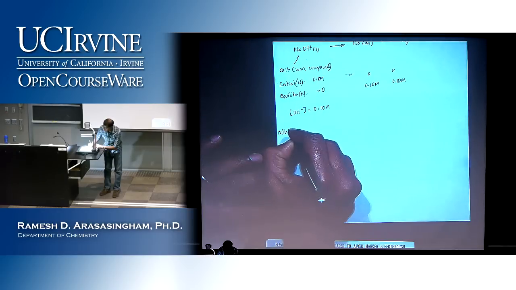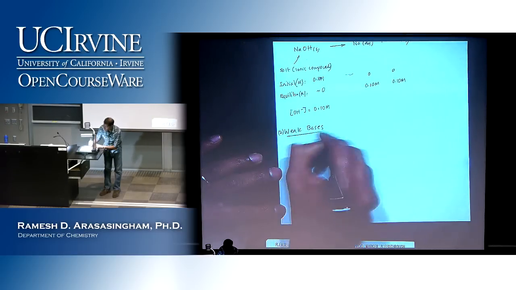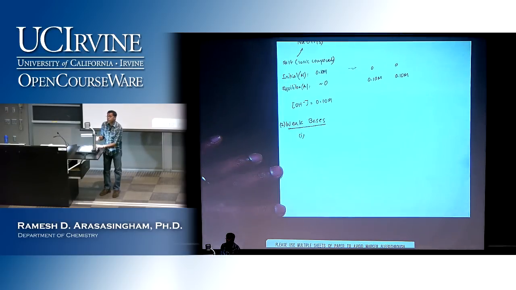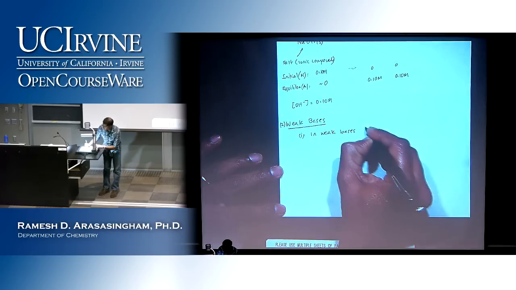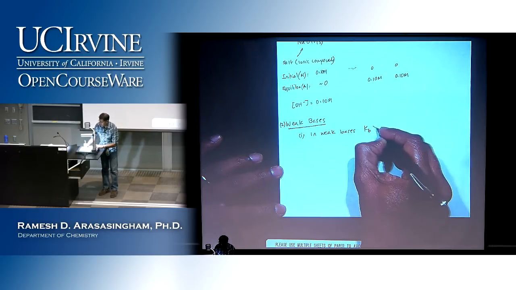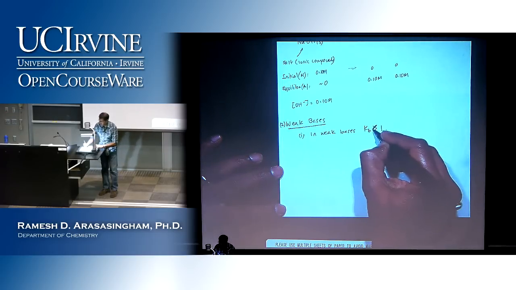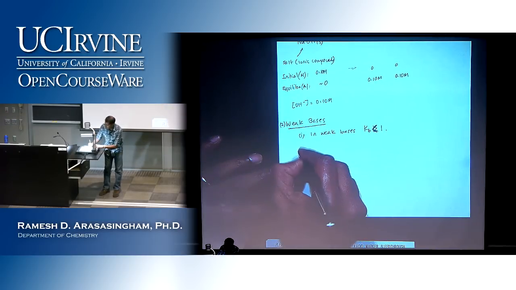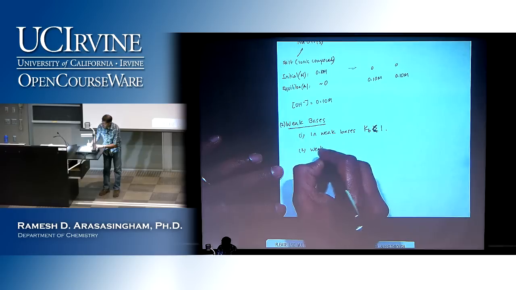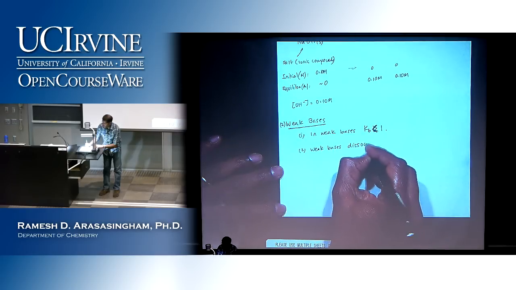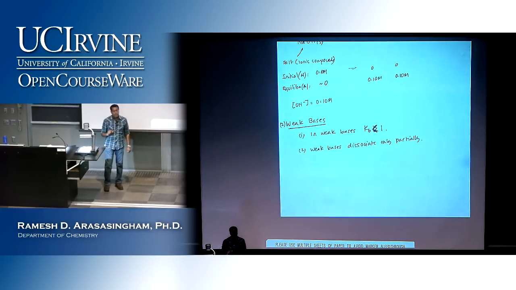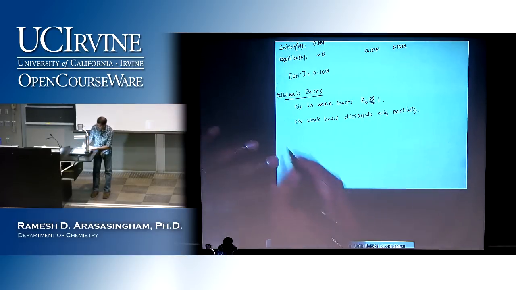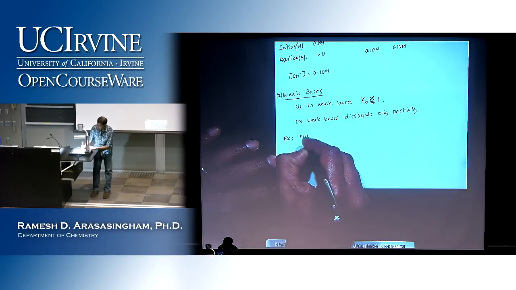So if you take the second example, which is the weak bases, weak bases have Kb less than 1, all right? So in weak bases, Kb is less than 1. And two, weak bases dissociate only partially. All right? So let's take an example of a weak base. An example of a weak base would be NH3.